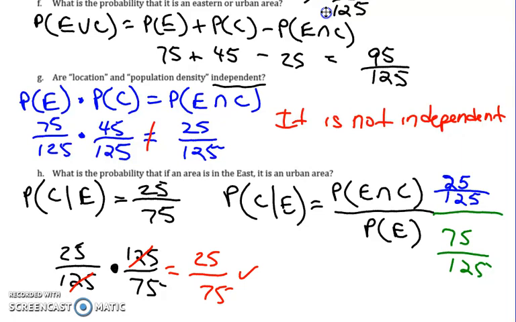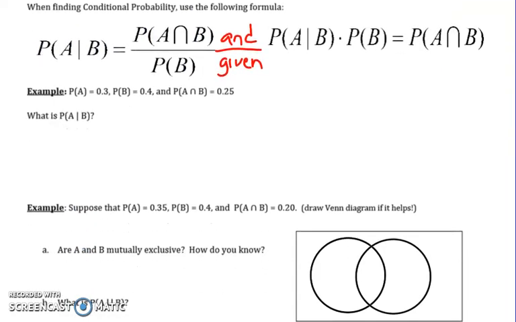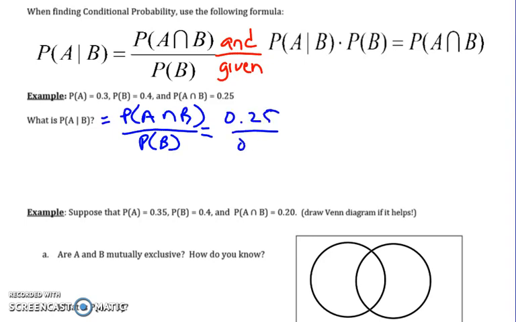So if we look at the second example, or the first example on the second page, if I'm looking at the probability of A given B, the probability of A and B over the probability of B is equal to 0.25 over 0.4, which becomes 0.625.